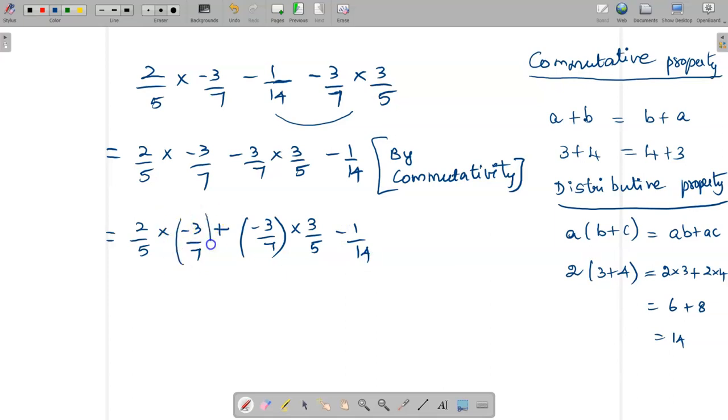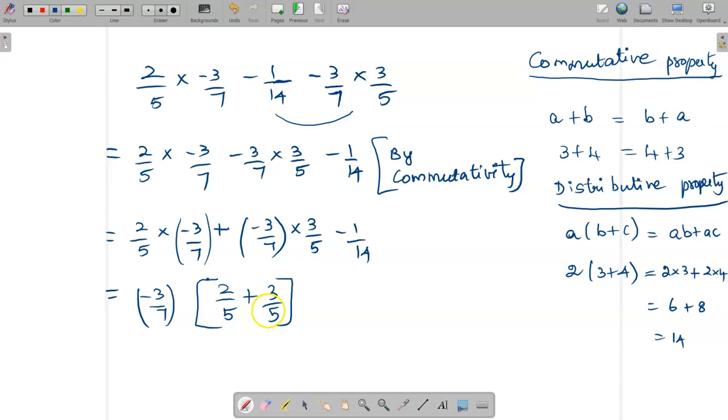So here also 1 minus 3 by 7, here also 1 minus 3 by 7. In both the terms I have minus 3 by 7 as common, so I can take that term outside. I can take minus 3 by 7 commonly outside. The remaining terms are 2 by 5, plus, and 3 by 5. It is nothing but the distributive property.